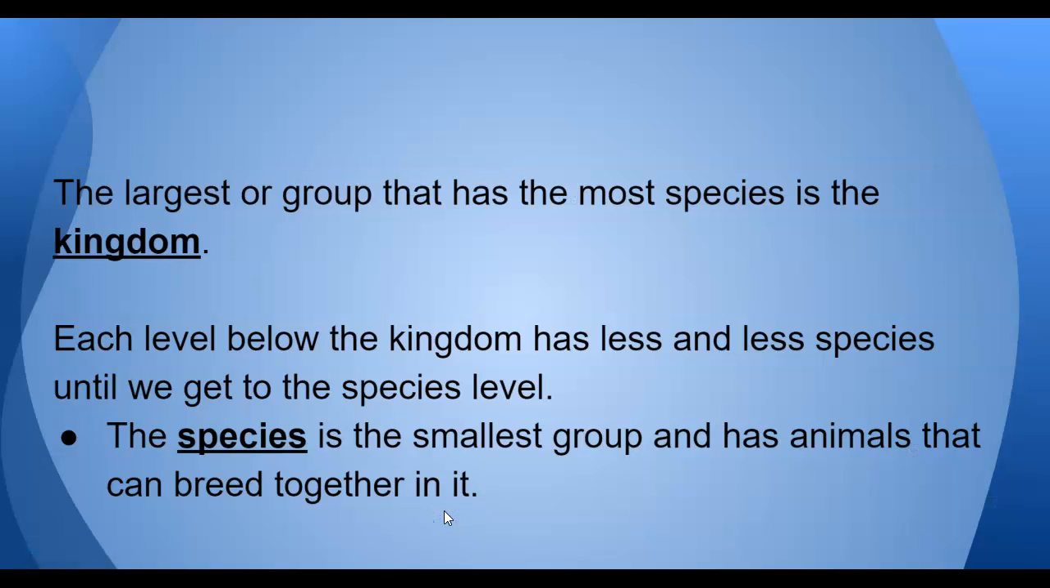The largest group, or the one that has the most species, is called the kingdom. Each group below that has less and less species, and it becomes more and more and more accurate, or more and more and more specific. A species is the smallest group that has organisms that can be bred together in it.